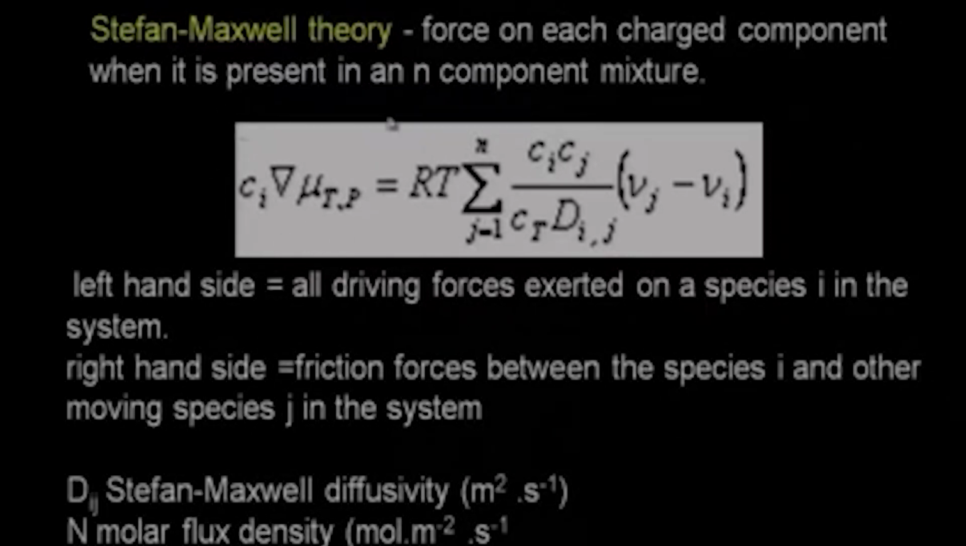So the left hand side is all the driving forces exerted on a species. The right hand side is related to all the friction forces actually. Now you have the concentration, Ct is your total concentration, P is the pressure, R is your universal gas constant, T is your temperature, and so on. So this tells you what is the force that a particle of certain charge experiences in the presence of many particles, that is n particles.